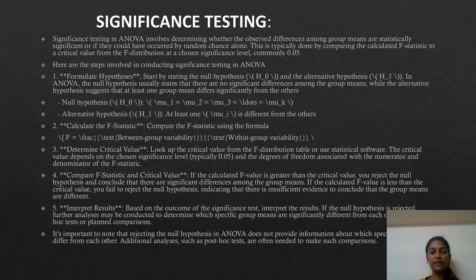If the calculated value is greater than the critical value, we reject the null hypothesis and conclude that there are significant differences among the group means. Otherwise, if the calculated value is less than the critical value, we fail to reject the null hypothesis, indicating that there is insufficient evidence to conclude that there is a difference between groups.